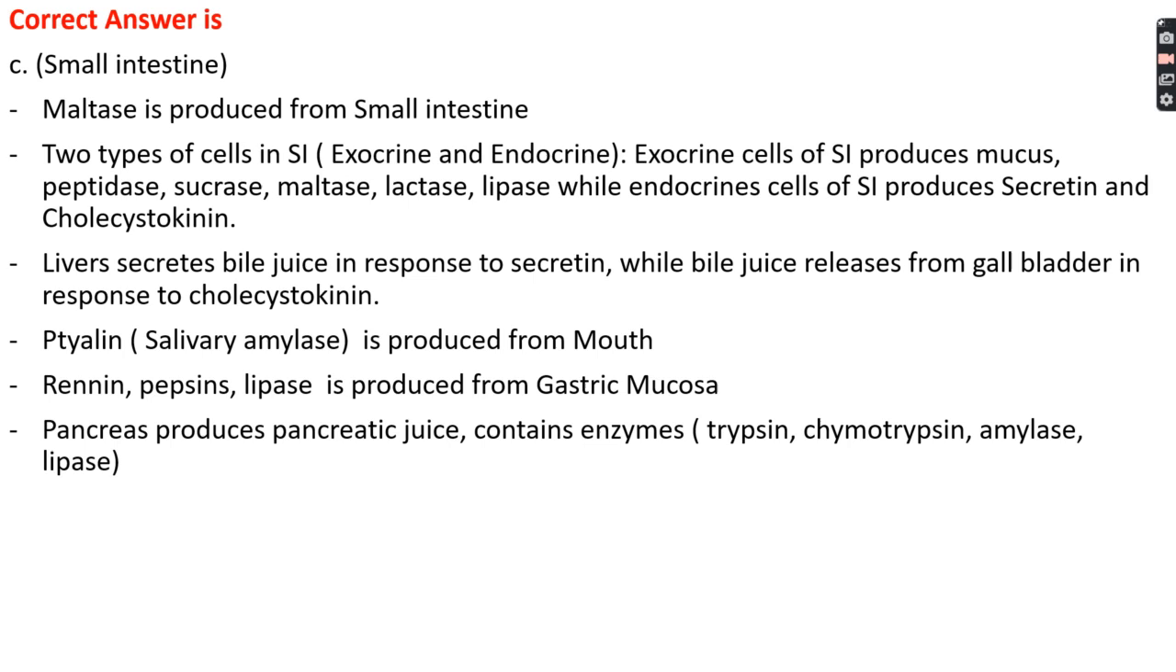And ptyalin, which is salivary amylase, is produced from mouth, and renin, pepsin, lipase are produced from gastric mucosa, while pancreas produces pancreatic juice, which contains enzymes trypsin, chymotrypsin, amylase, lipase, etc.